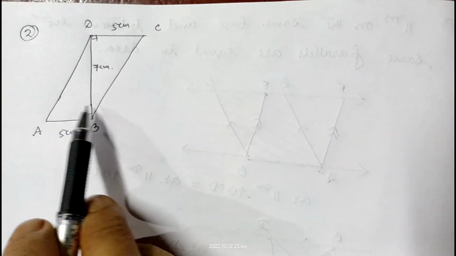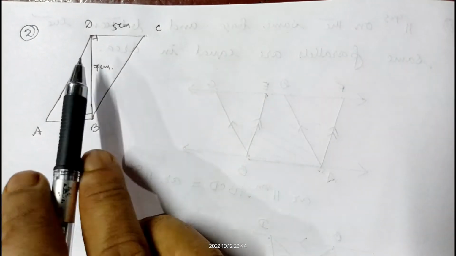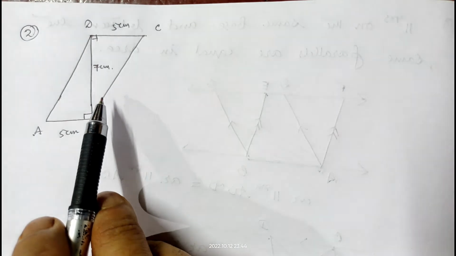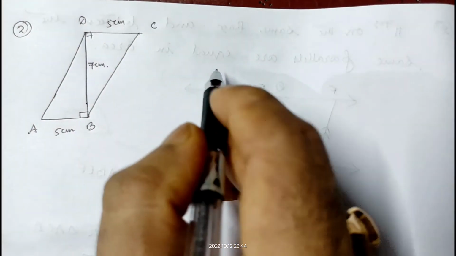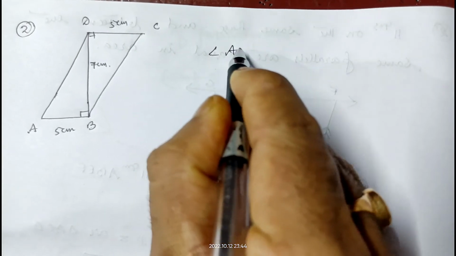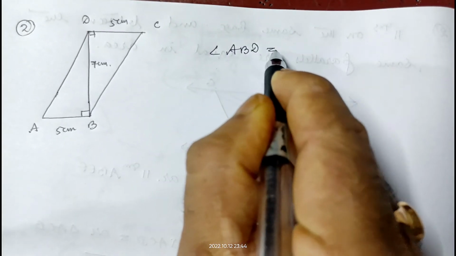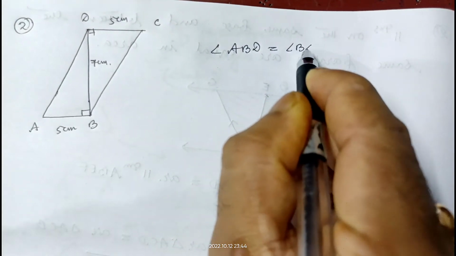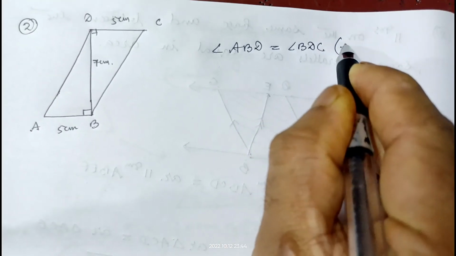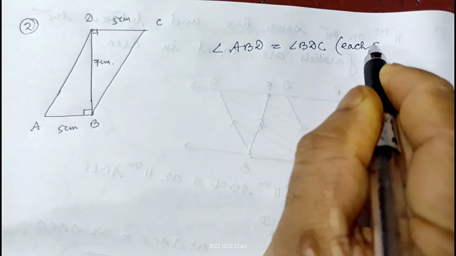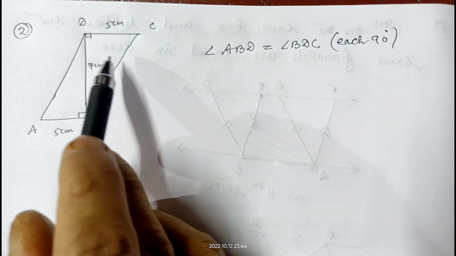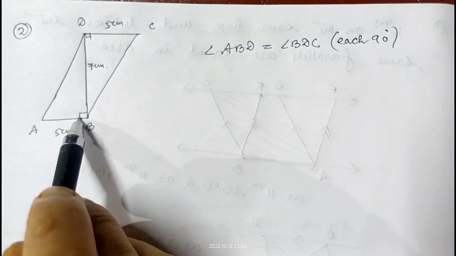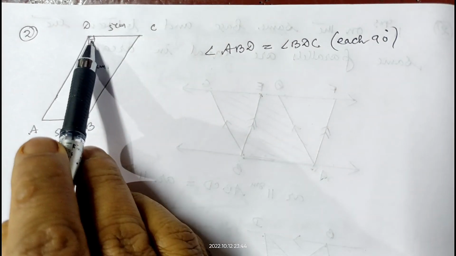Question number 2. In the figure, show that ABCD is a parallelogram and calculate the area of this figure. Now, here we can write angle ABD equals angle BDC, both equal to 90 degrees. We can write each 90 degrees. First of all, we have to show that this is a parallelogram. Here we can say this is 90 degrees, this is 90 degrees.